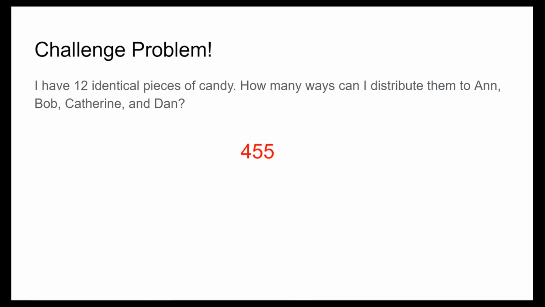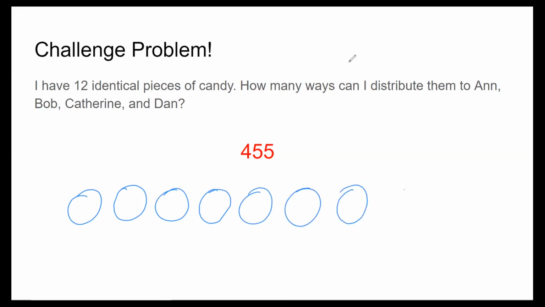So let me start explaining this problem here. So we have 12 identical pieces of candy. So we can picture, for example, 1, 2, 3, 4, 5, 6, 7, 8, 9, 10, 11, 12. So these are all our candies, and we want to distribute them among 4 people.